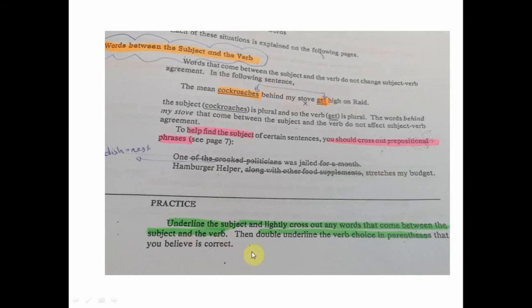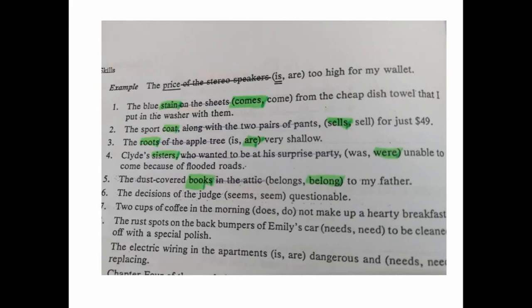Okay? Now underline the subject and lightly cross out any words that come in the middle between the subject and the verb, then double underline the verb choice in parentheses. The price of the stereo speakers. Cross out the prepositional phrase of the stereo speakers. What are we left with? Price. Is it singular or plural? It is singular, so we need is, not are.